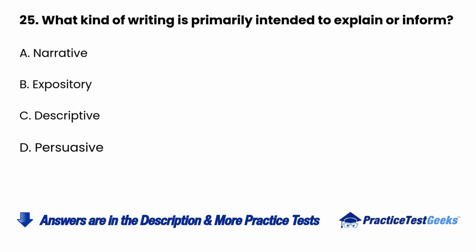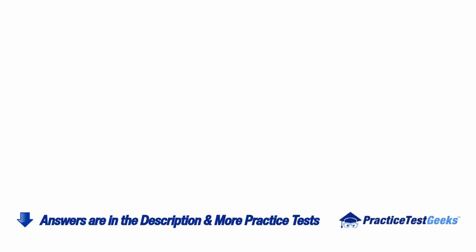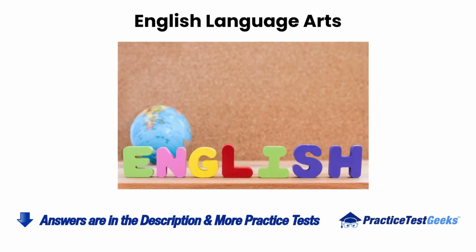25. What kind of writing is primarily intended to explain or inform? A. Narrative. B. Expository. C. Descriptive. D. Persuasive. English Language Arts.